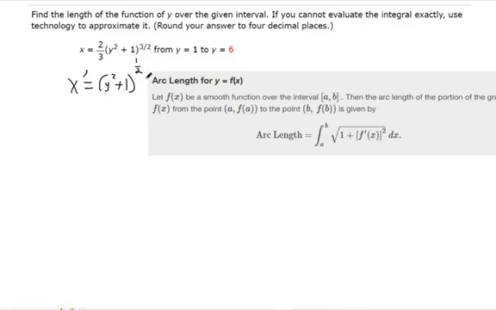But don't forget the chain rule. We need the derivative of the inside function too. So this is 2y when we take the derivative with respect to y. Okay, so now we have a derivative. We can plug that in here, and it's supposed to be the length from 1 to 6.